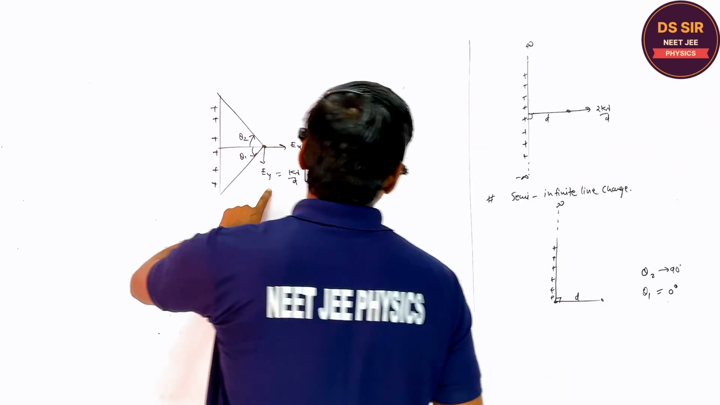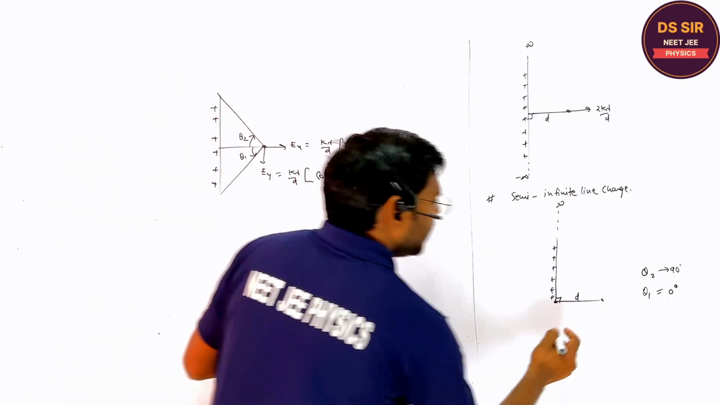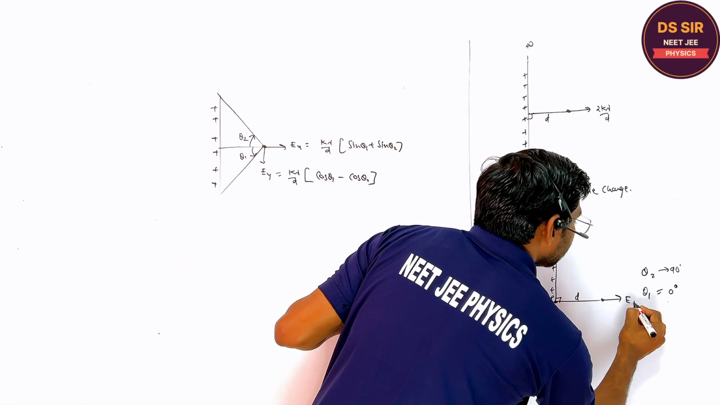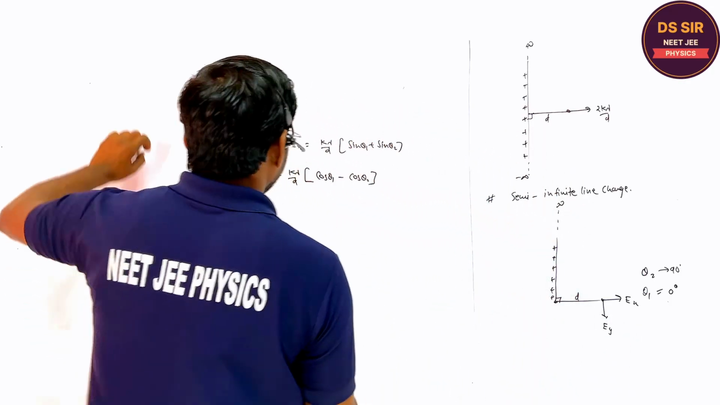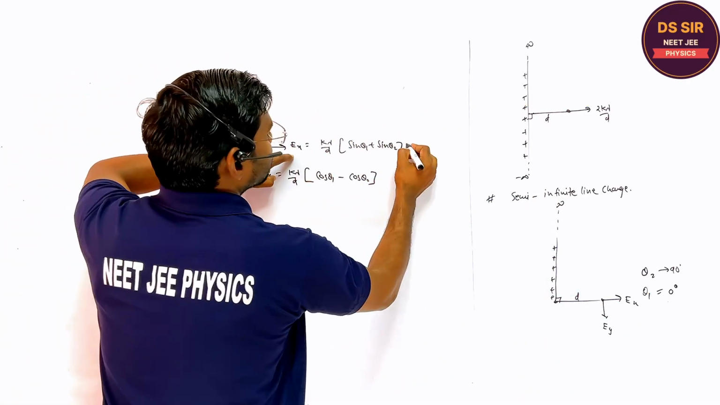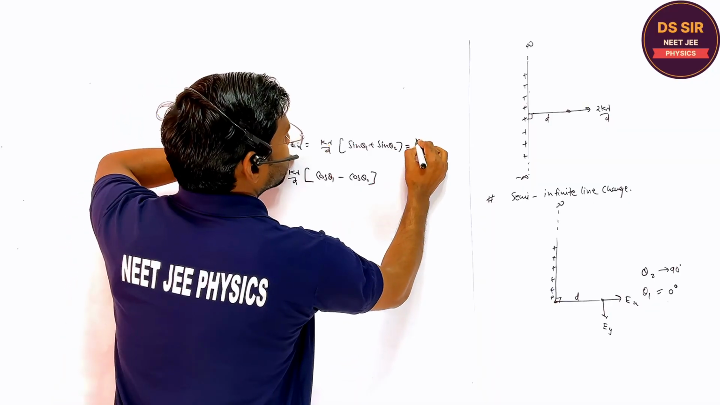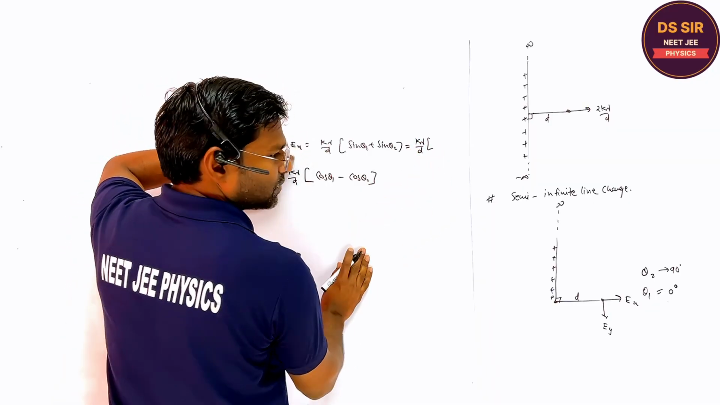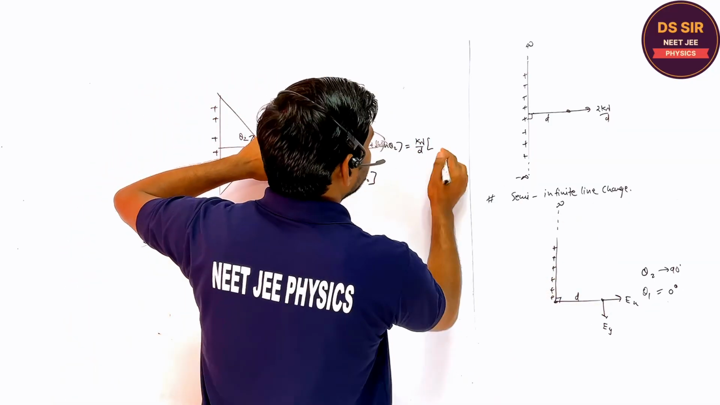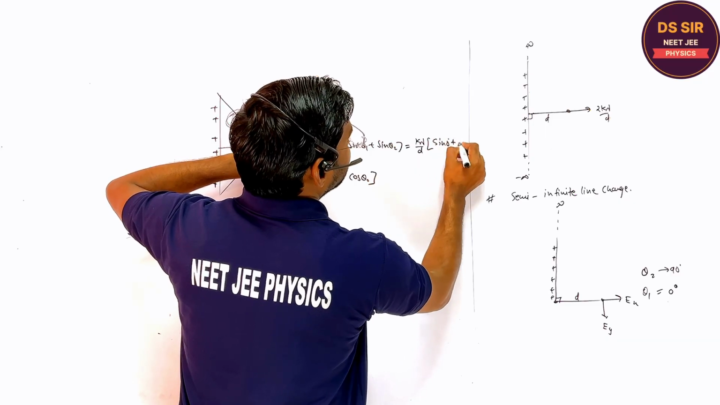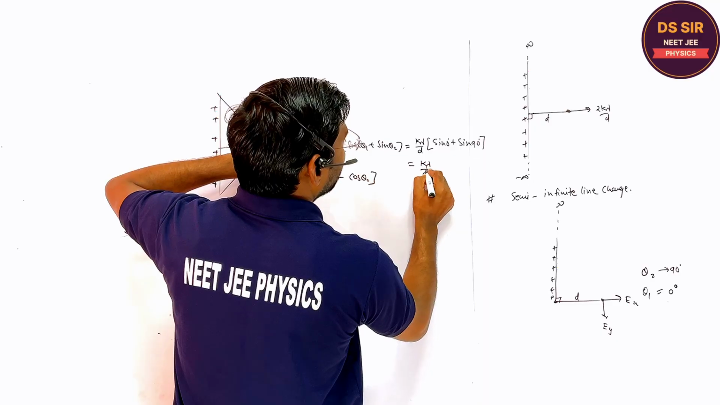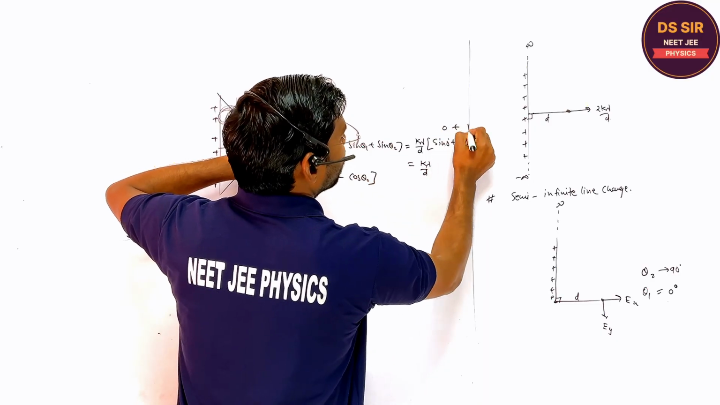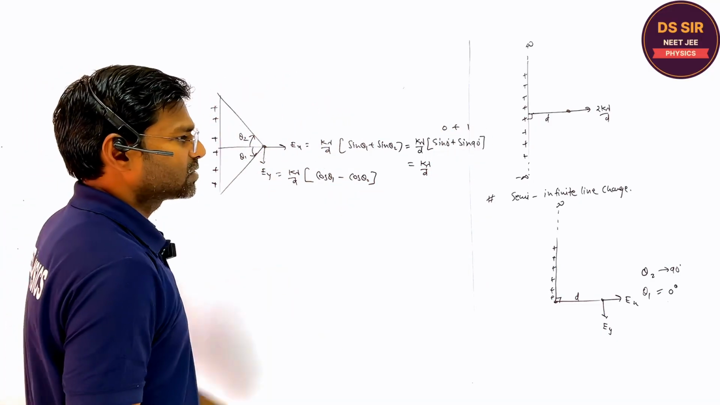So in this case, you may write this is the Ex, this is the Ey. The Ex value I am writing according to this formula. This is k lambda upon d, with sine of theta 1 being sine 0 and theta 2 being sine 90. So this is k lambda upon d times (0 plus 1). So this is the Ex value.